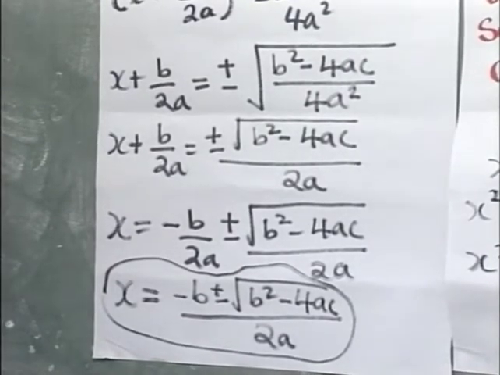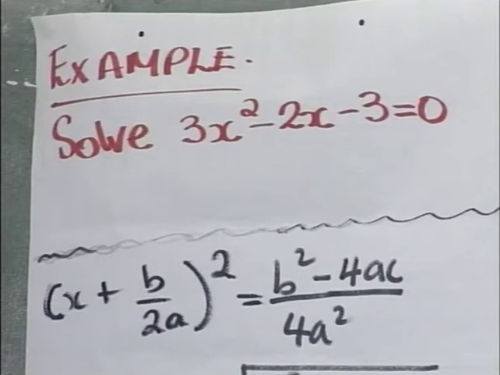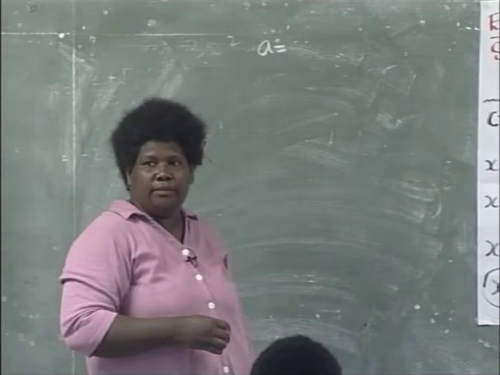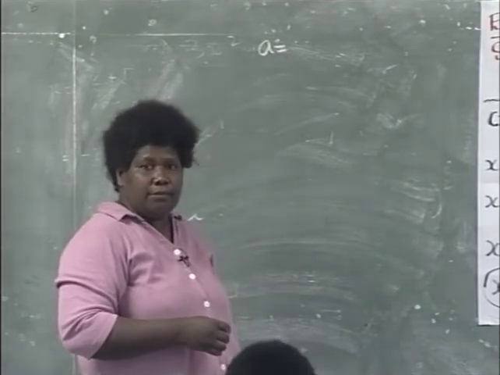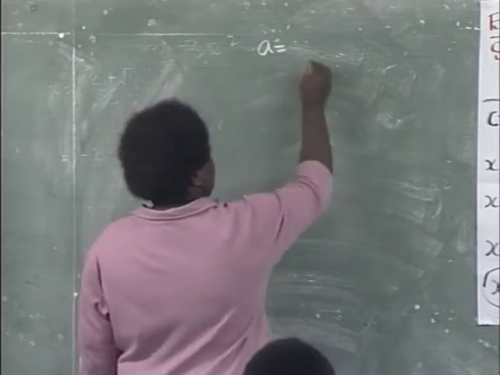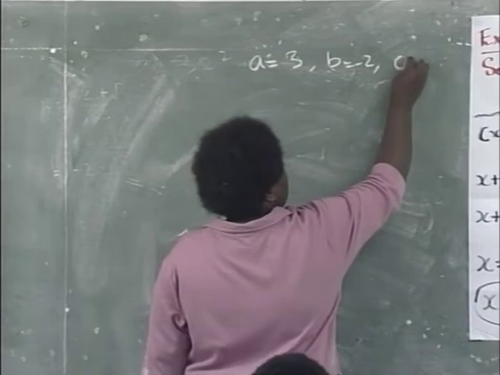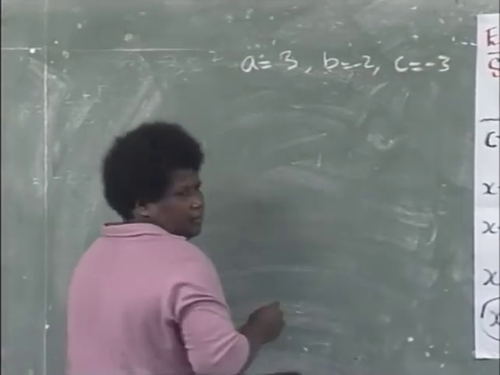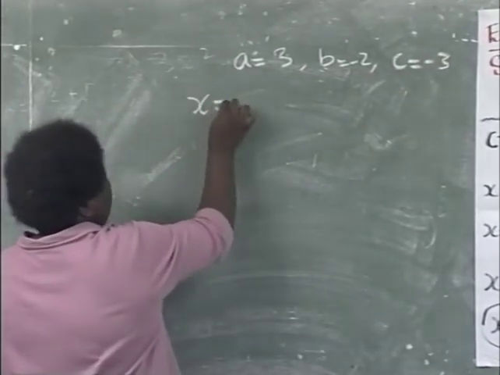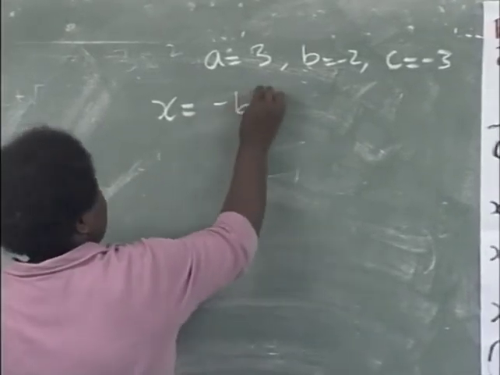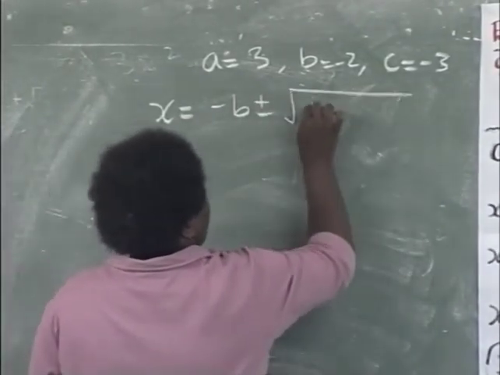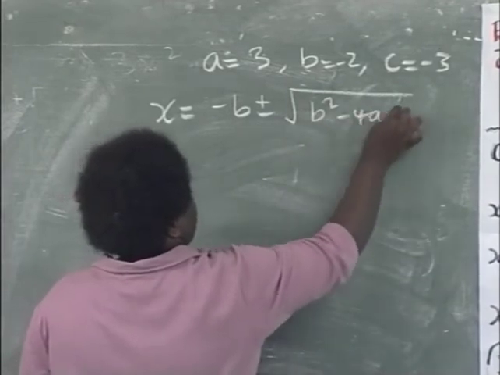No? Okay. We are asked to solve 3x squared minus 2x minus 3 equals 0 using the quadratic formula. Note, the first thing that you need to do if you want to use the quadratic formula, you have to identify a, b, and c from the equation. So in this case, a is 3, b is negative 2, and c is negative 3. Okay, the quadratic formula is minus b plus or minus the square root of b squared minus 4ac.